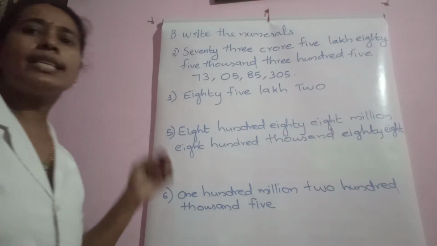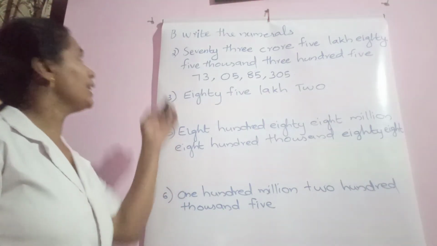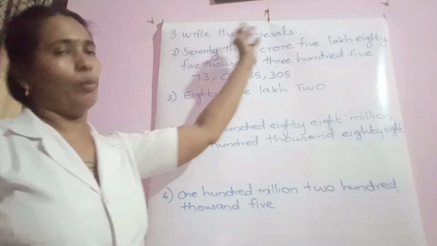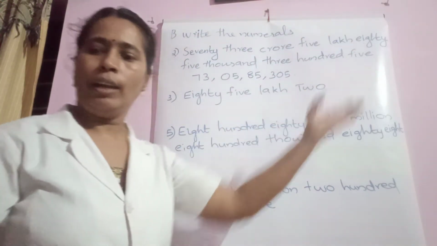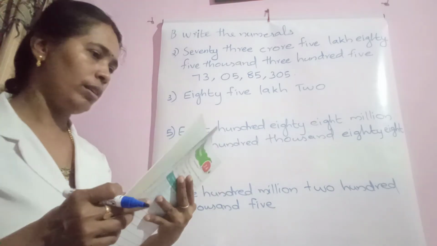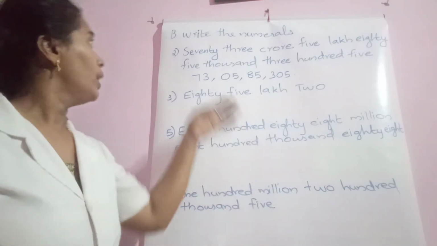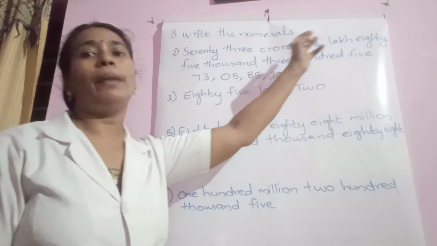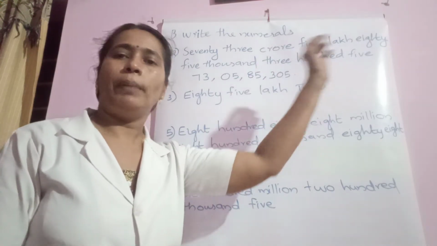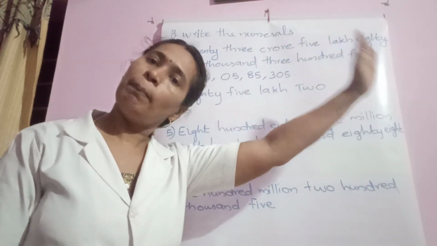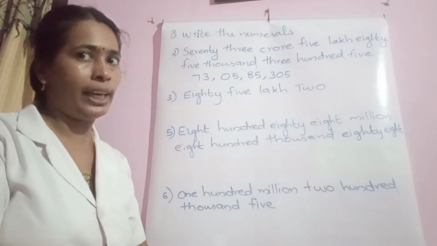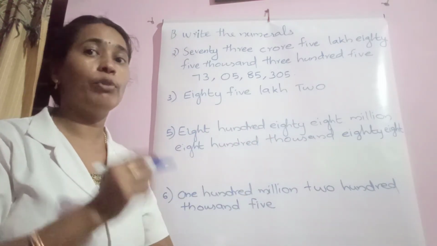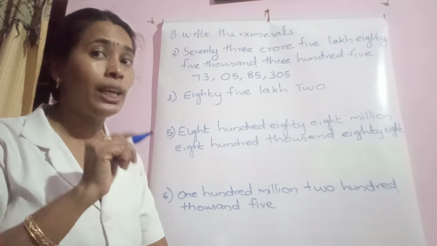So our second question is B. What is the B question? Write the numerals and place the commas appropriately. Place the commas in the appropriate places. After getting the question only, we can say wherever we need commas. Commas are given for the periods.